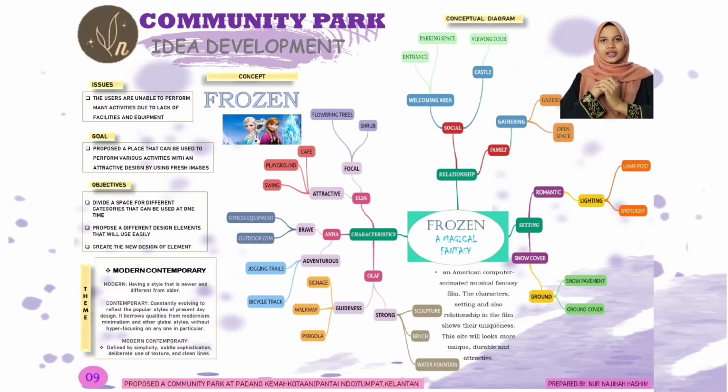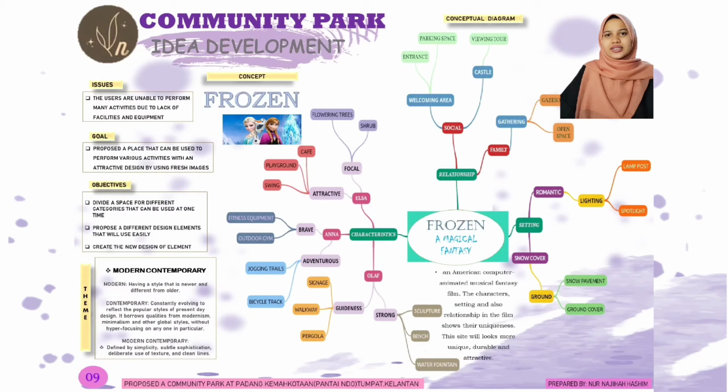Okay, next characteristic is Anna. The brave and adventurous characteristics of Anna have been shown, and I want to propose elements for the brave character, which are fitness equipment and also an outdoor gym. So for the adventurous, I want to propose jogging trails and a bicycle track.